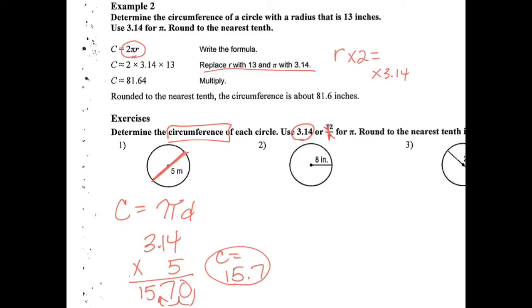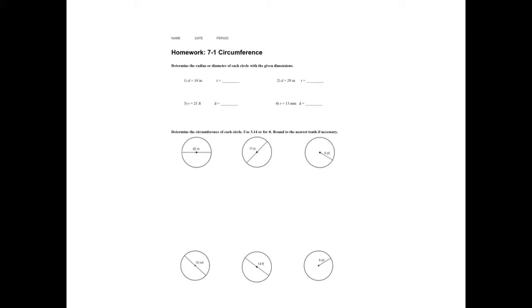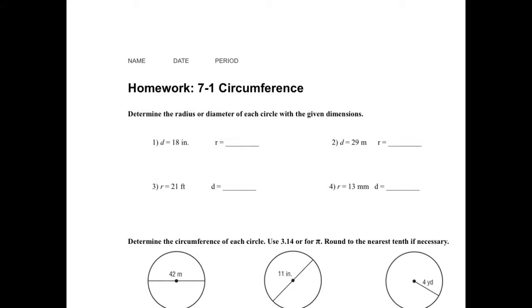I'm going to do a couple of the homework problems real quick. Okay, so here we are with the homework. And on this first part right here, they are just asking us to determine the radius or the diameter. So remember, diameter is all the way across a circle and radius is just halfway across a circle. So on number 1, they've given us the diameter. They want us to find the radius. So we just know that this is 18 divided by 2, and half of 18 is 9. So our radius is 9 inches. So that's how you'll do those.